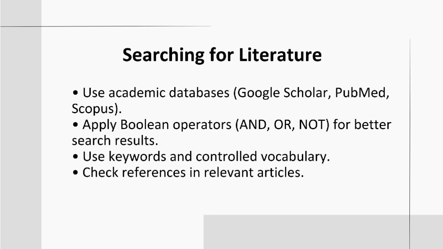Section 6: Searching for literature. Efficient literature searches require strategic methods. Use academic databases such as PubMed, Scopus, and Google Scholar. Boolean operators AND, OR, NOT to refine search queries. Keywords and controlled vocabulary to ensure comprehensive search results. References from relevant articles to expand the search scope.